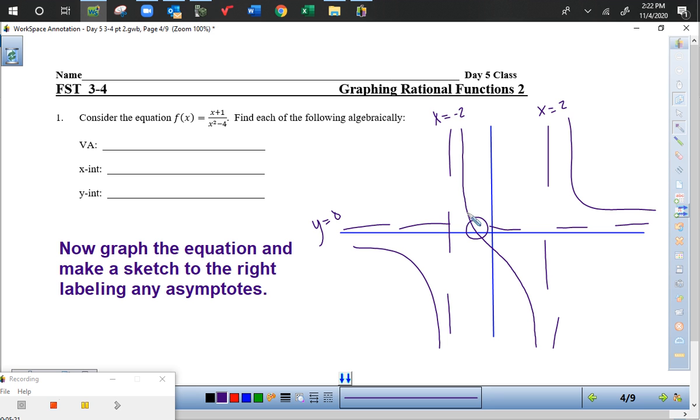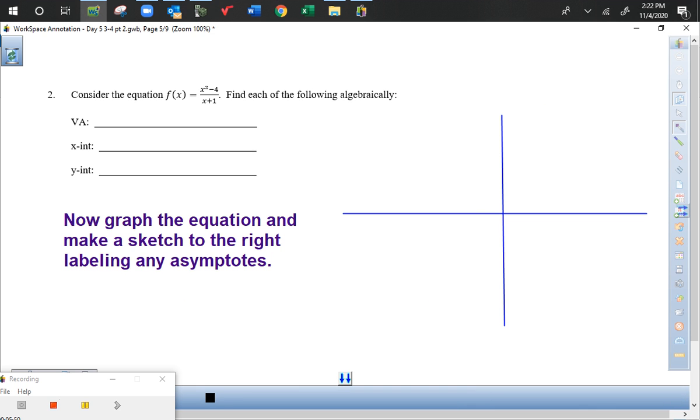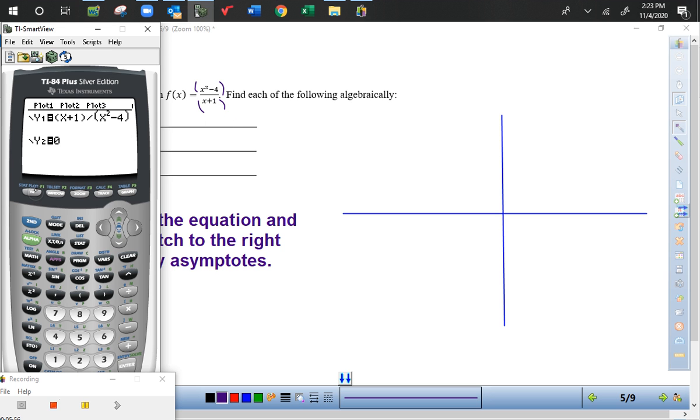Okay, let's do the same thing for the graph of the second one. Let's type this in, our y equals, and see what's going on there. Again, we want to make sure that all of our terms in the numerator are wrapped in grouping symbols, and same thing goes for the denominator.